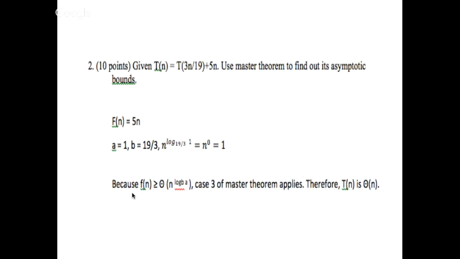And here, because the f term is greater than the recursive term, the f term is dominant. Then case 3 of the master theorem applies, and the time cost is big theta of n.